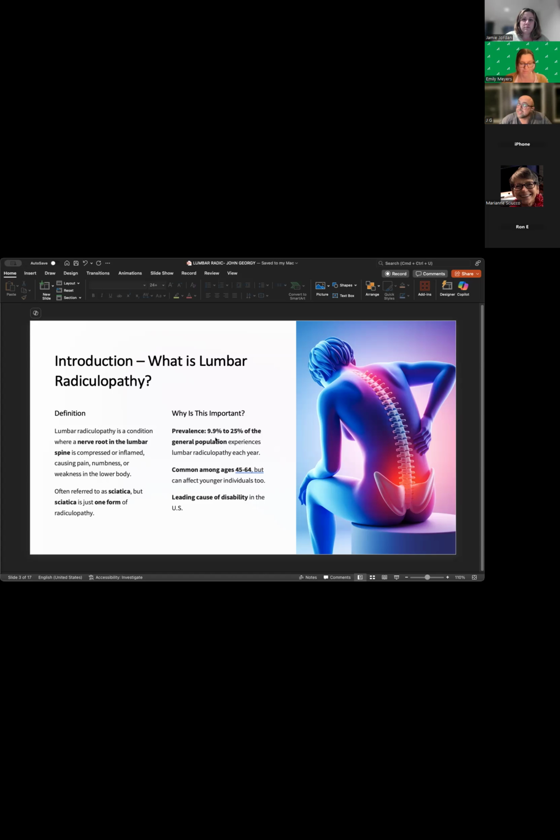It's a common condition. Studies show that about 10 to 25% of people experience it yearly, and it's a leading cause of disability worldwide. The good news is that many cases improve without surgery at times. Understanding this condition is key to make informed decisions about treatment.